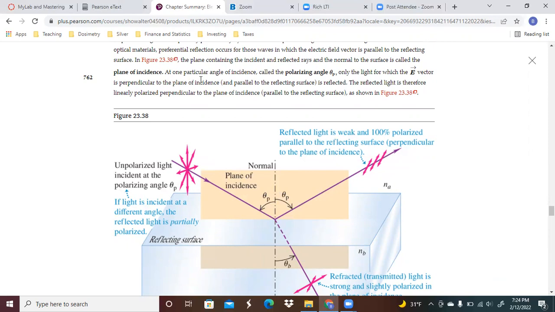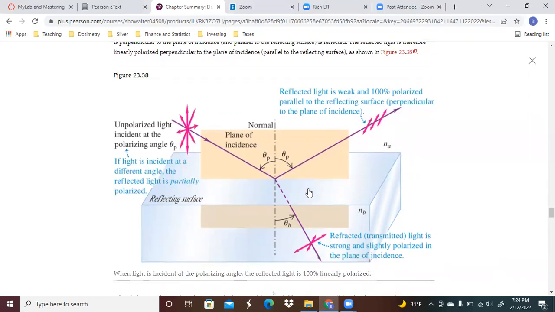At one particular angle of incidence called the polarizing angle, only the light for which the electric field vector is perpendicular to the plane of incidence is reflected. The reflected light is therefore linearly polarized perpendicular to the plane of incidence, as shown in this figure. So we've got unpolarized light coming through at a particular angle here. If light is incident at a different angle, then the reflected light is partially polarized.